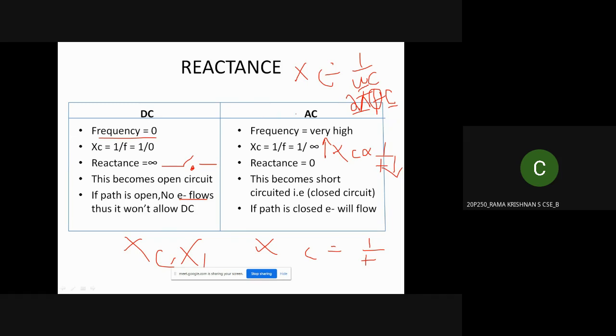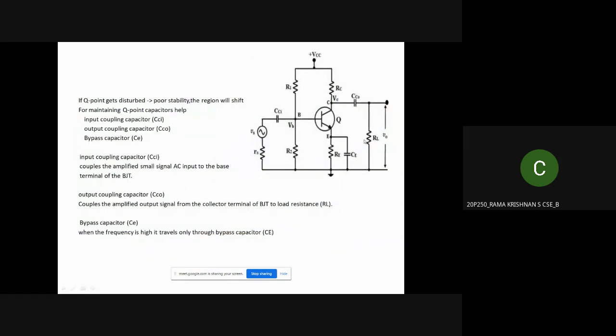Now we'll see the operation in AC. If the frequency is very high, it will result in 1 by infinity. 1 by infinity is where reactance is equal to 0. So there will be no disturbance, which ultimately leads to a short circuit, that is a closed circuit. So now electrons will be able to flow in this closed path. We'll be moving on to the next slide.